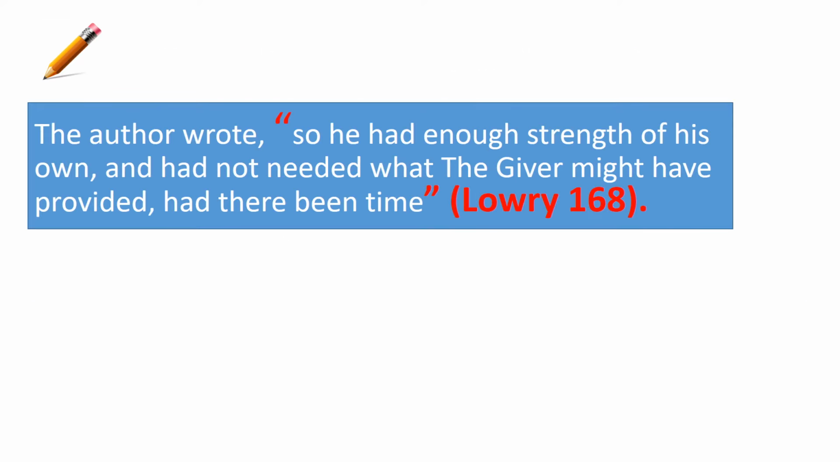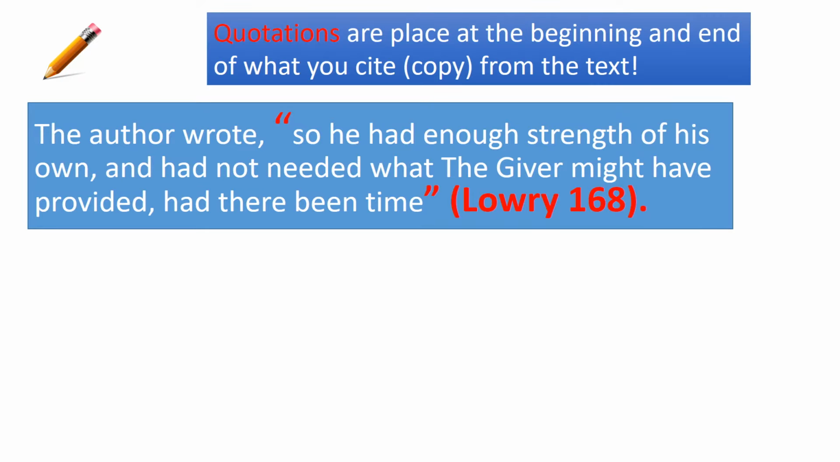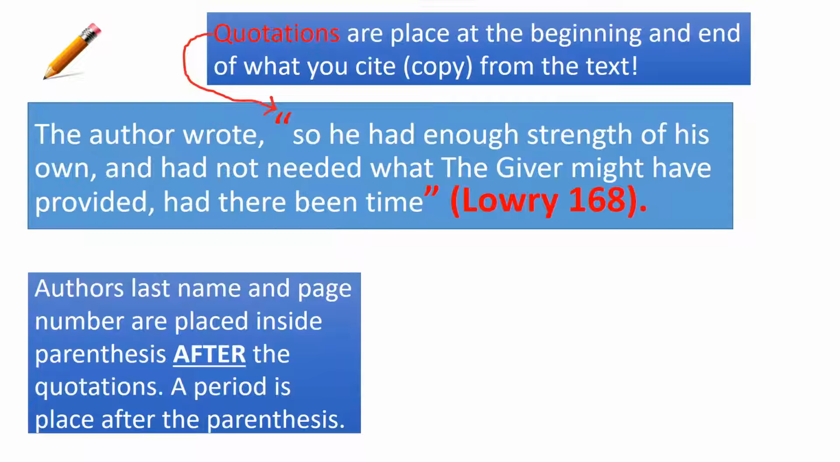Using the same quote, we're going to pay attention to the placement of quotations, the parentheses, the author's last name, page number, and period. Quotations are placed at the beginning and end of what you cite, or pretty much what you're copying from the text. Once you have done that, you are going to place the author's last name and page number inside parentheses after the quotation. Sometimes it is so tempting for people to put it in between the quotations. Please try to avoid that.